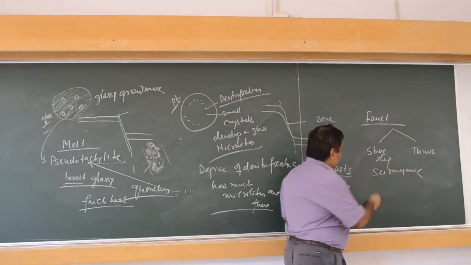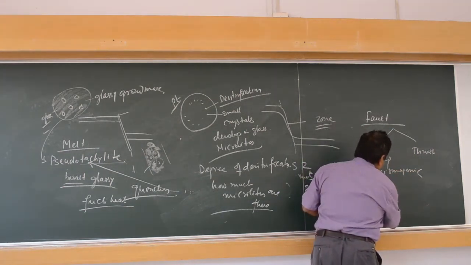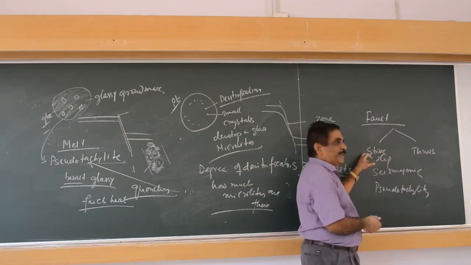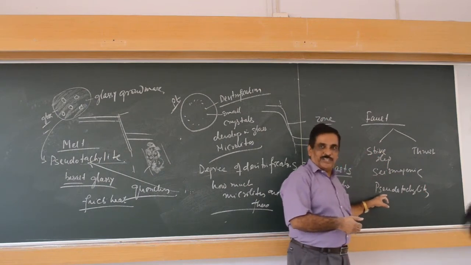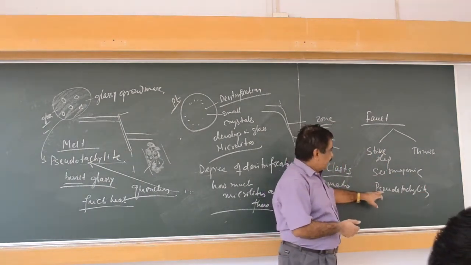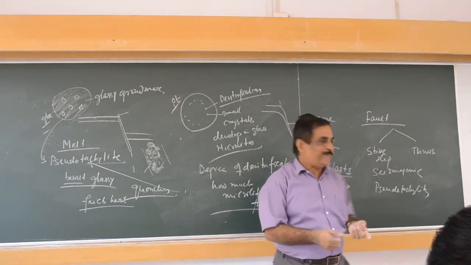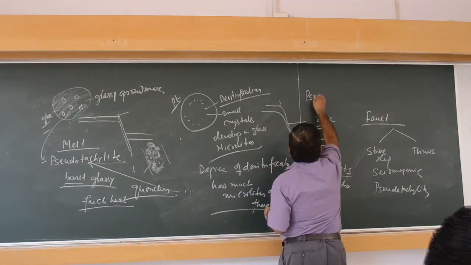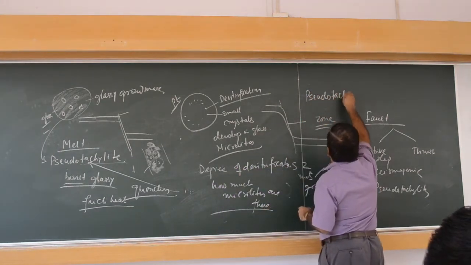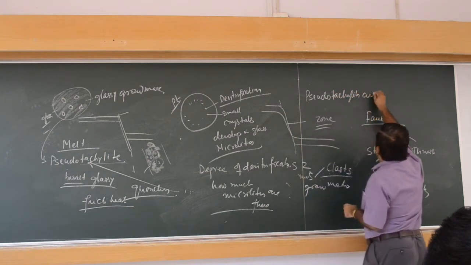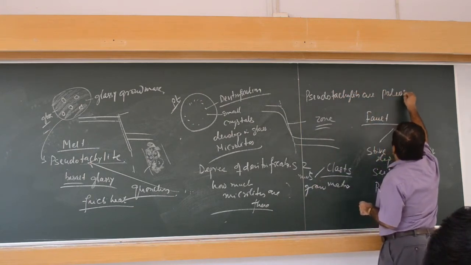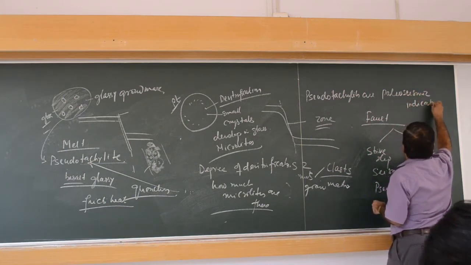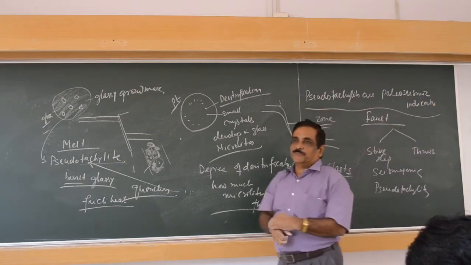Follow this point. Second is your pseudotachylites. Similarly, if the movement is very fast, then pseudotachylites will be produced. Frictional heat will be generated. That is why pseudotachylites are indicators of paleoseismicity. So pseudotachylites are paleoseismic indicators. You understand this part or not?